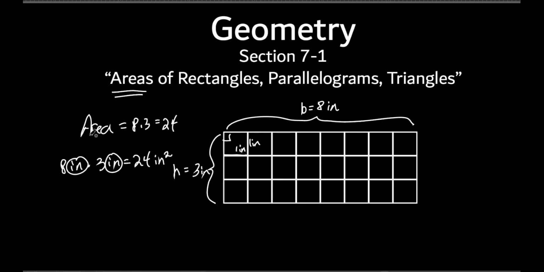So with area, your units are always going to be whatever your units are squared. Okay, if it was feet, it would be feet squared. If it was yards, it would be yards squared. If it was centimeters, it would be centimeters squared. Everybody with me on that? All right. So we can write it like that.